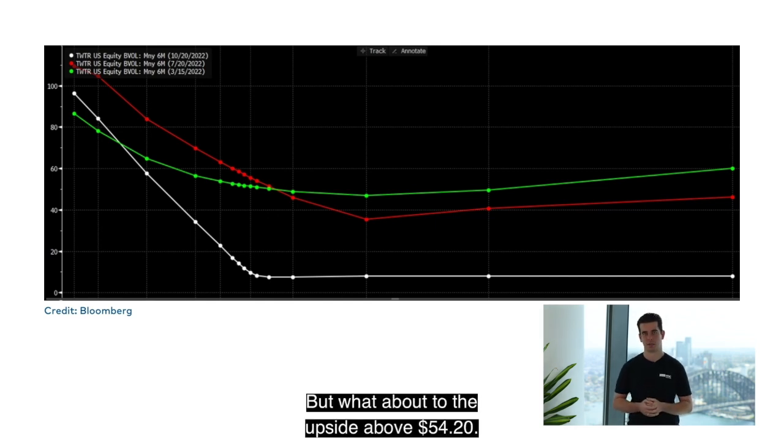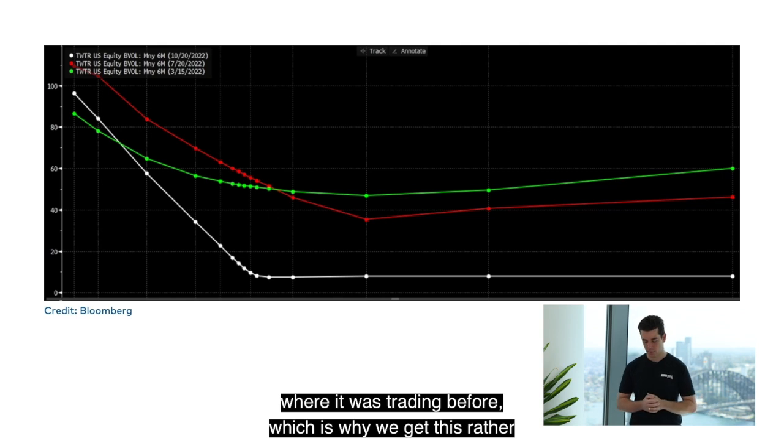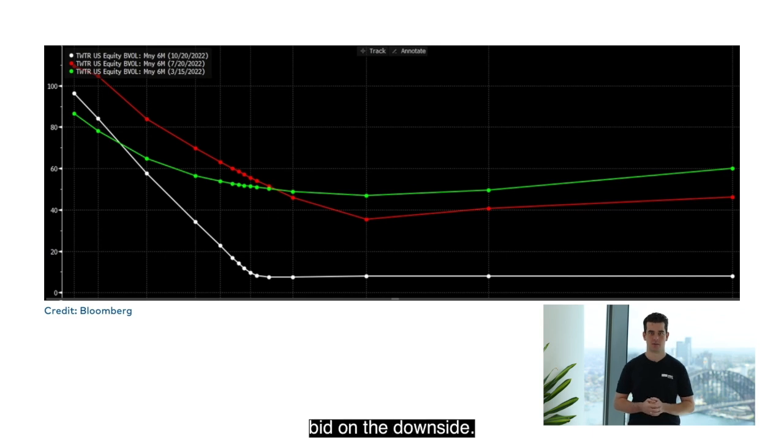But what about to the upside, above $54.20? Well, this is probably the most interesting part of all of it. There is essentially, according to the market, no probability of this equity trading above that price. That if the deal goes through, it will go through at exactly the price that Elon Musk had quoted, and if it doesn't, then it's going to fall right back to where it was trading before, which is why we get this rather atypical flat line on the upside with significant bid on the downside.